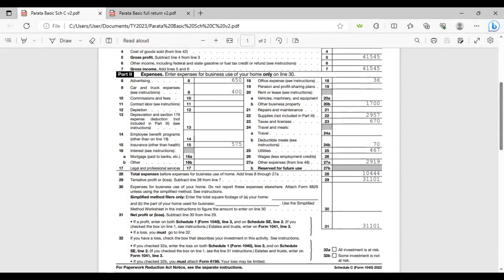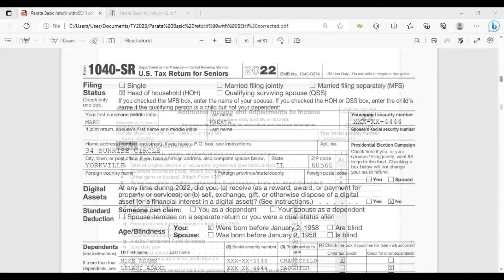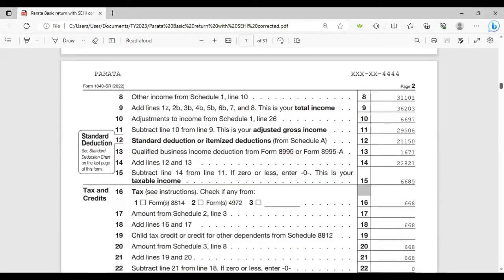Let's see how that rolled forward into the schedules for the 1040. You can see here the Schedule C income has come forward to the Schedule 1, line 3 for business income, and then that will carry to the front of the 1040. Here's the pro rata 1040. I'll scroll to the top of page 2. And you can see that on line 8 for other income, it's coming from the Schedule 1, line 10. So his business income is now included in his total income on the tax return. This ends the pro rata workbook demonstration.